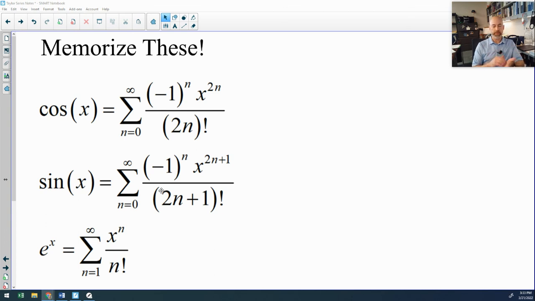Some teachers like you to memorize 1 over 1 minus x. Some teachers like to memorize the natural log of 1 minus x. There are some others that you may see memorized formulas for out there on the internet. But in my opinion, these are the big 3. So know these, and then we will use these in class.